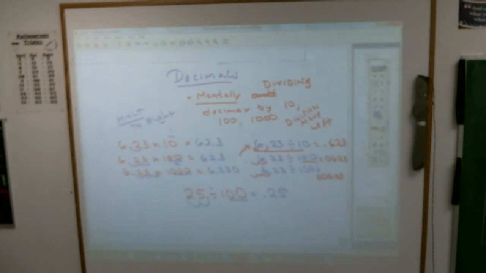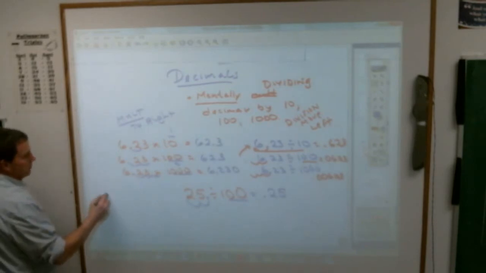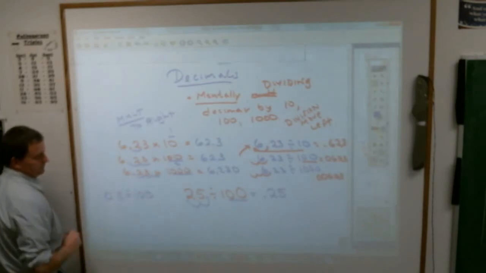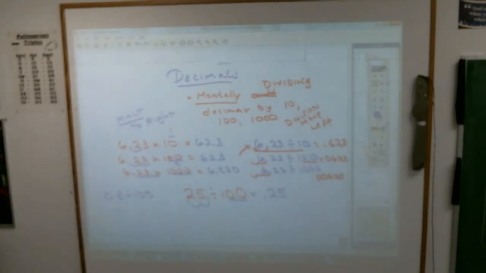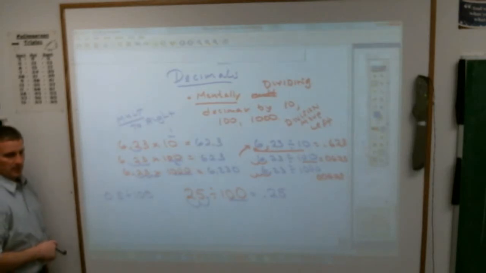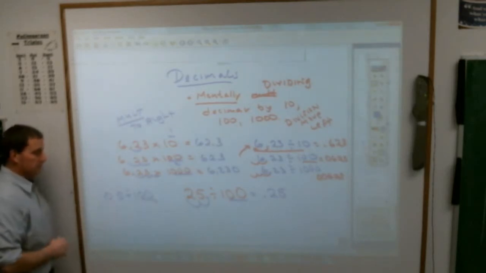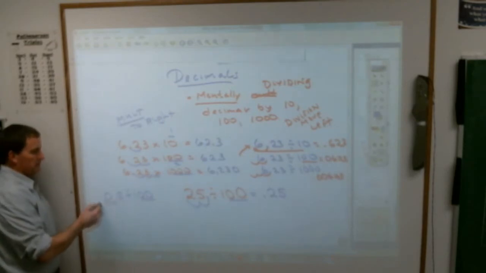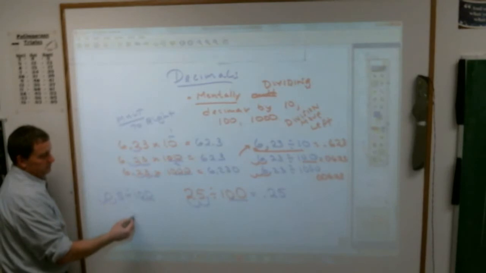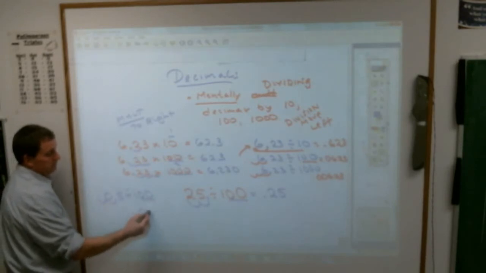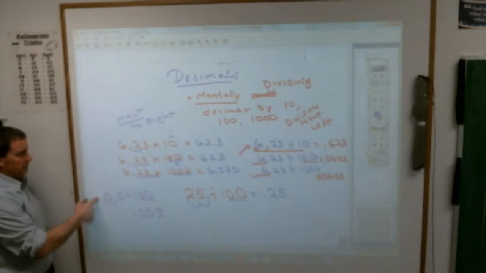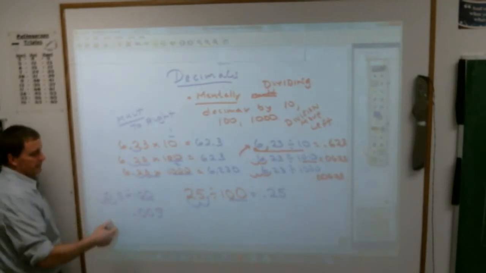Or how about this one? 0.5 divided by 100. What am I going to get for that, Jaden? Shoot. How many zeros? 2. How many places do I move it back? Which means how many zeros are going to be after the decimal? Just 2. That one was one of them. Add one for another one, 0.005.